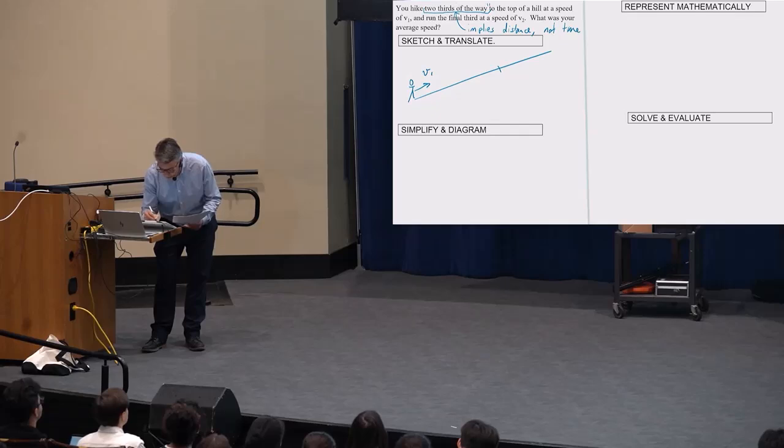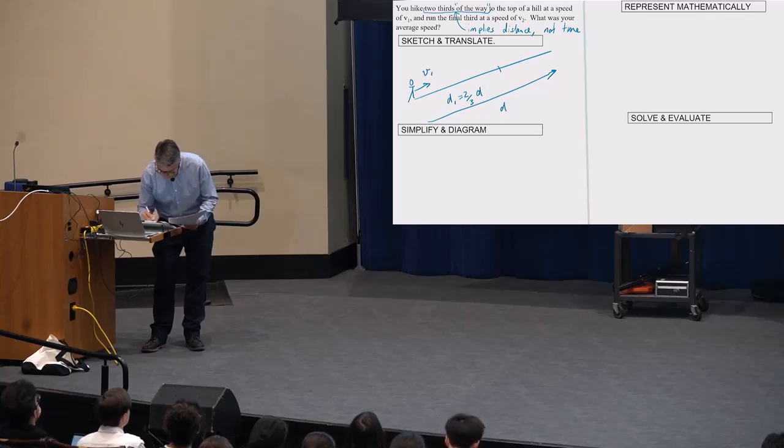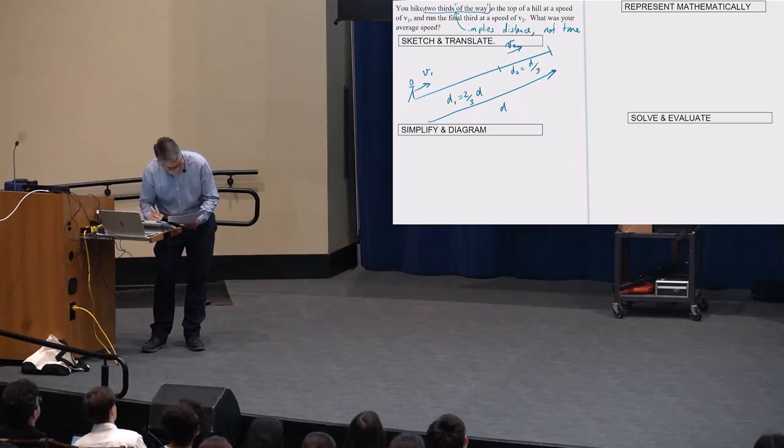Of the way, to me, means that this D1 is something like 2/3 of D, where D is the total distance that he travels. And then for this last bit, he's going V2 up to the end. This is D2 equals D over 3, something like that.